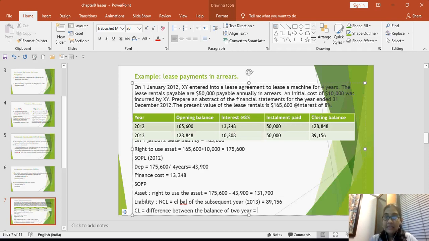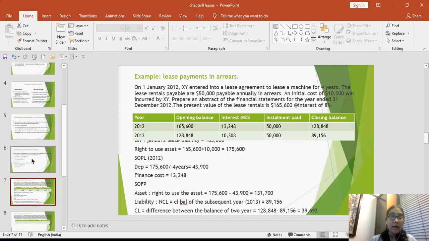So in this case, it is the difference between 1,28,848 minus 89,156. So the current liability in this case would be 39,692. I hope you have understood this. This is a very important part. So depending upon which year they have asked, you will need to prepare a table and do the workings for those many years. Okay. Now this is the calculation for lease payments in arrears.